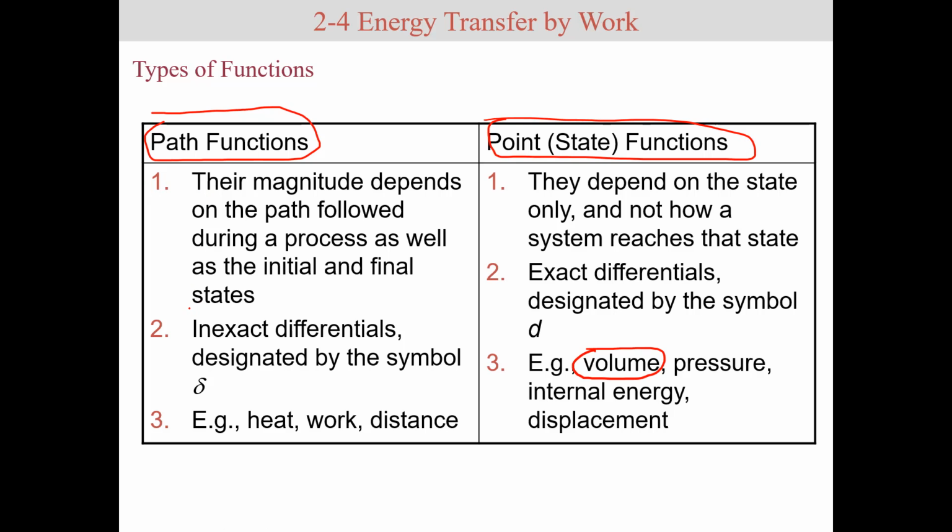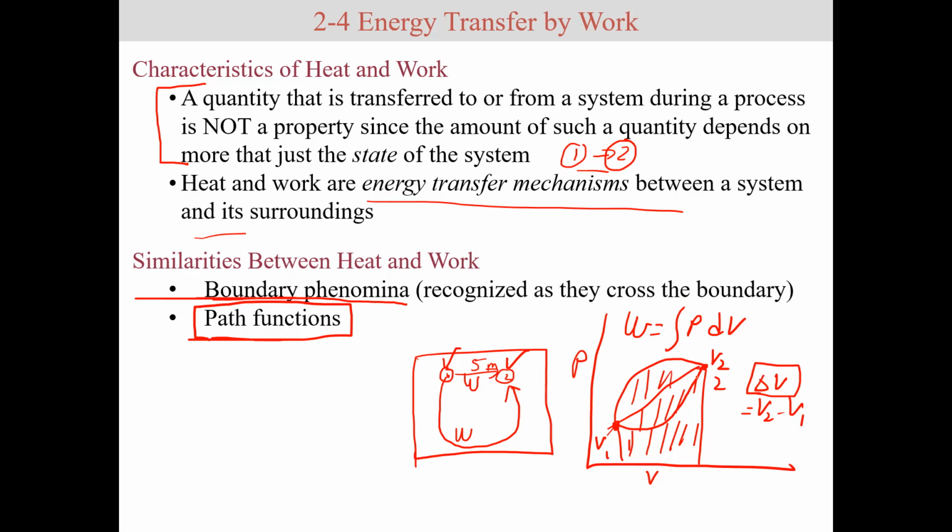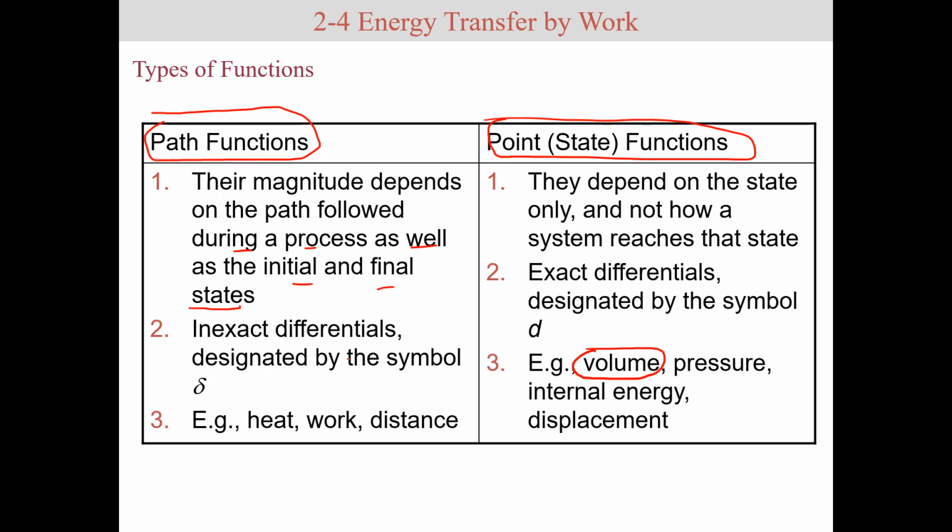But a path function is different, right? Their magnitude depends on the path followed during a process, as well as the initial and final state. So I need to know where it started and where it ended, state 1, state 2, and then I also need to know how the process occurred. That gives me path functions. Examples of that are heat, work, and overall distance. State functions would be like volume change, or pressure, or internal energy change, or displacement. All right. Let's illustrate this point a little bit more.